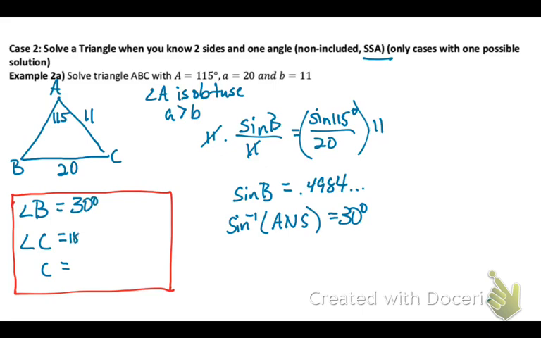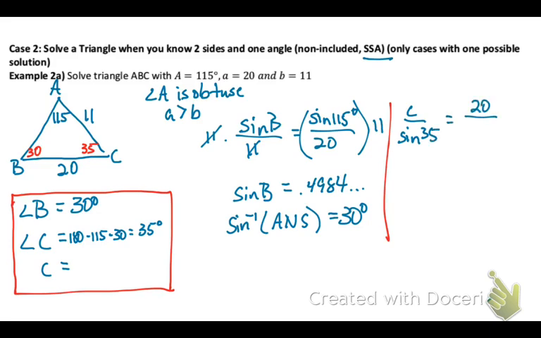To find the third angle in the triangle, just subtract from 180. And then finally, to find the third side, set up a law of sines proportion with your unknown in the upper left. So C over the sine of 35, which is angle C, equals, and then use the known pair, 20 over the sine of 115. Multiply each side by the sine of 35, and then that last length of the triangle will be 13.